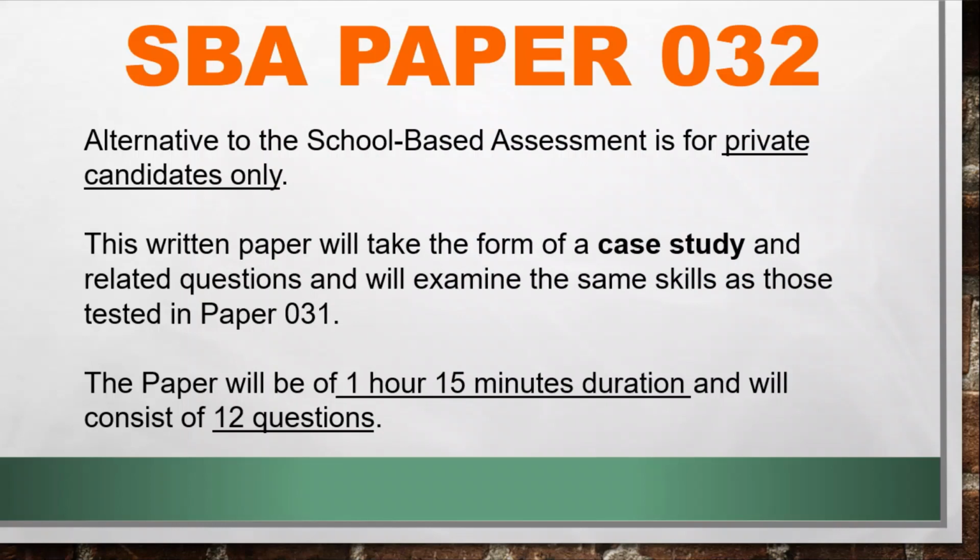So this would be a written paper that will take the form of a case study. So you would have related questions that will examine the same skills as those tested in paper 031. So the same issues that paper 031 would be dealing with, so that project, so health-related problems, environmental-related problems. Paper 032 would take the form of a case study concerning such problems.